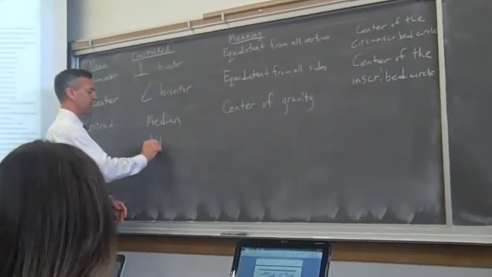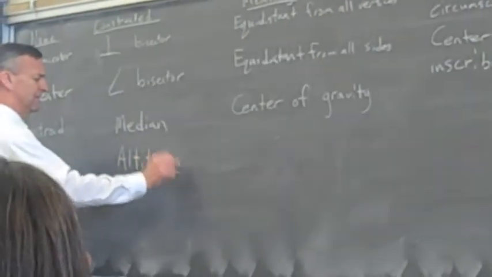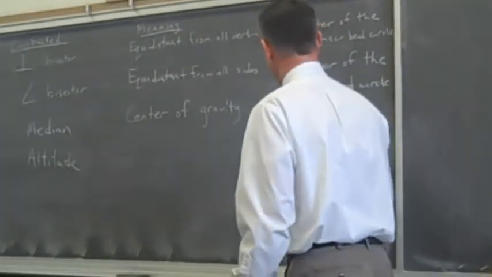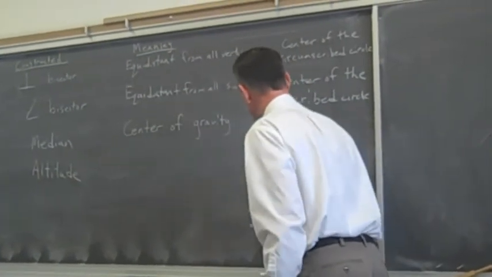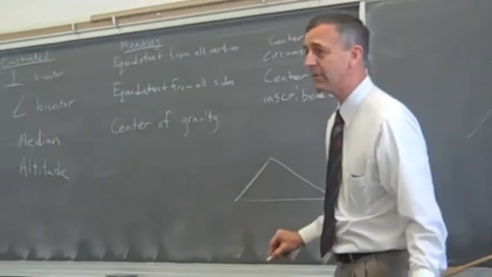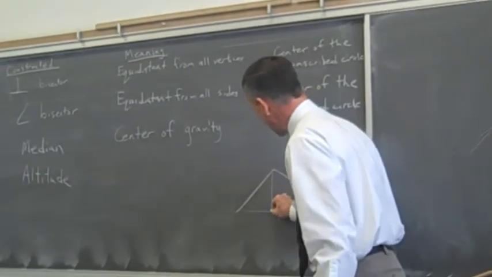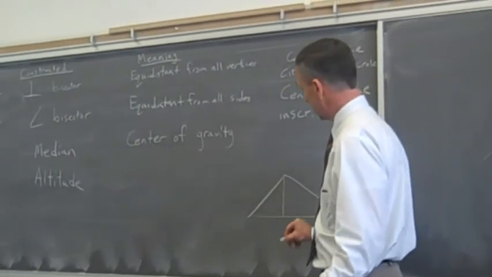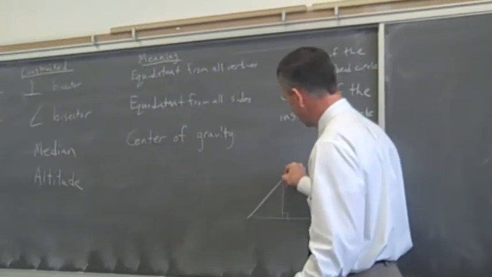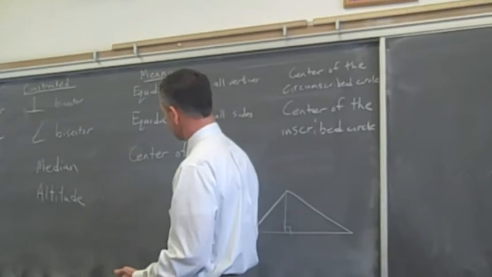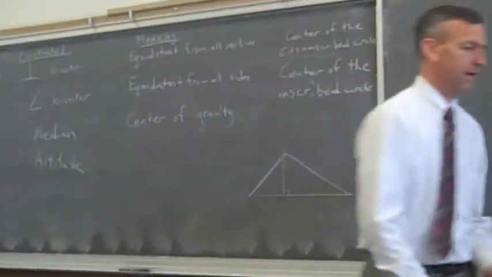Altitudes. Let's review what an altitude is. Well, just think about it. If this is a mountain right here, is this the altitude? No. What's the altitude? It's the height, right? And height is always the shortest distance from the base to the peak, right? So, just do one of those quickly here.